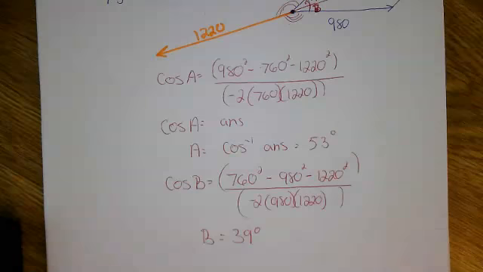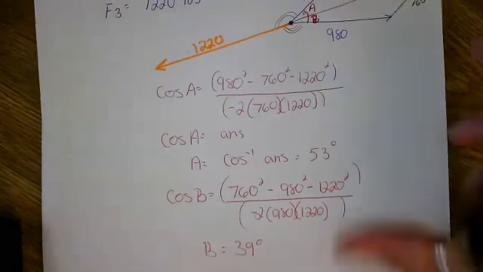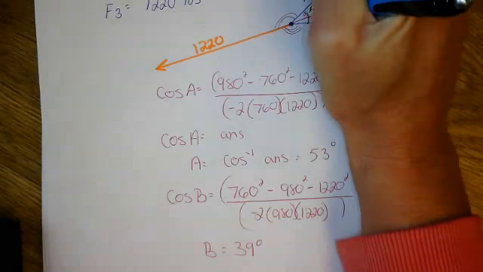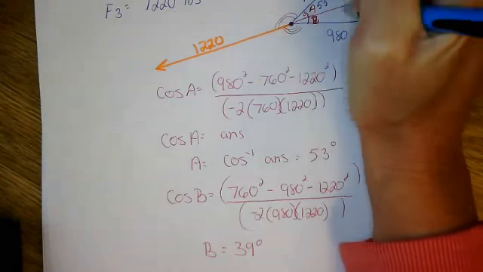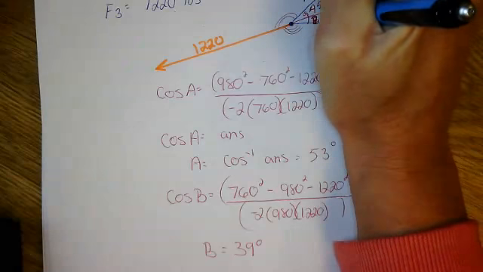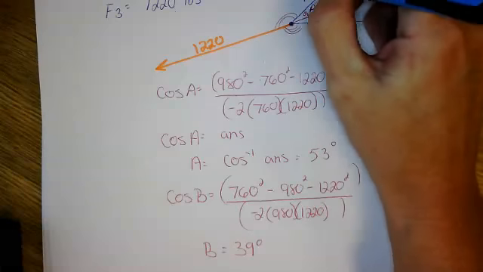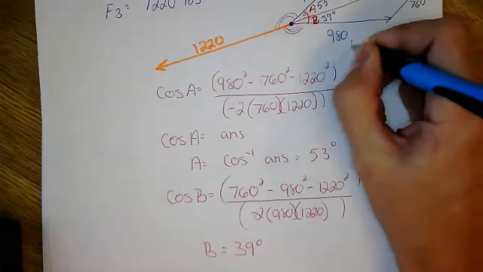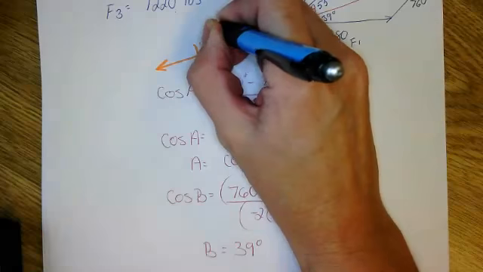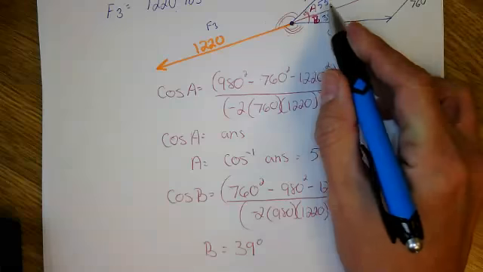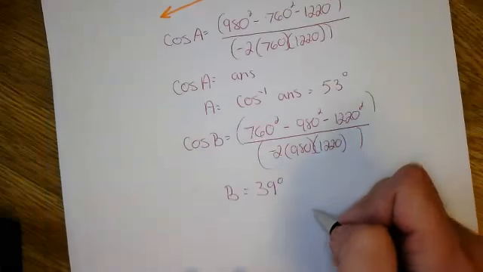So if we go back to the picture now, you should be able to answer the question of find the angle between the 3 original ropes before we do all the calculations. So A was 53, B was 39. So the angle between, this was force 2, force 1, force 3. Let's see, 53 plus 39.